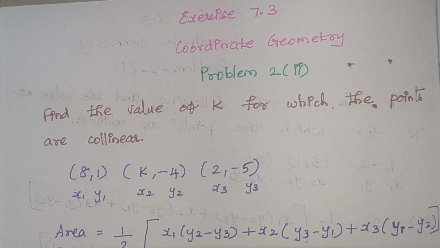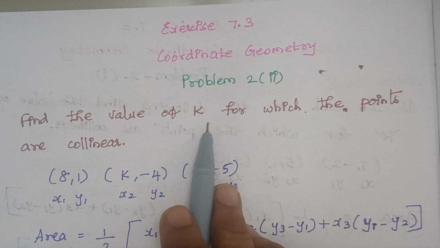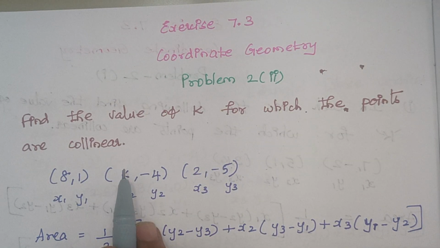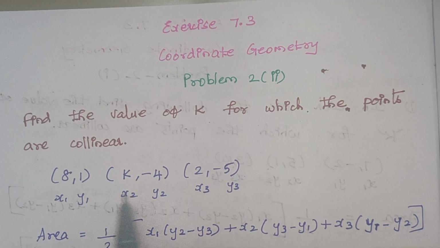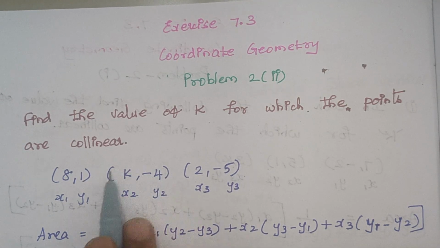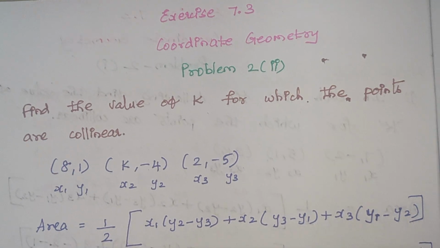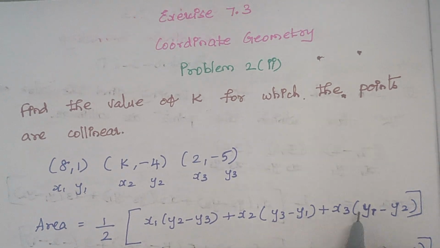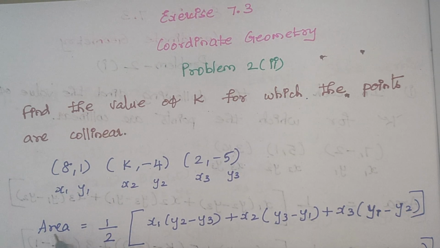Now we proceed with the second part of our problem 2. Again the same question, find the value of k for which the points are collinear. So 3 points are given, right? Again fix the values of x1, y1, and this second point gives x2, y2, and the third point x3, y3. So the formula is again to find the area of the triangle. We are making use of the same formula, provided the value of area is 0.